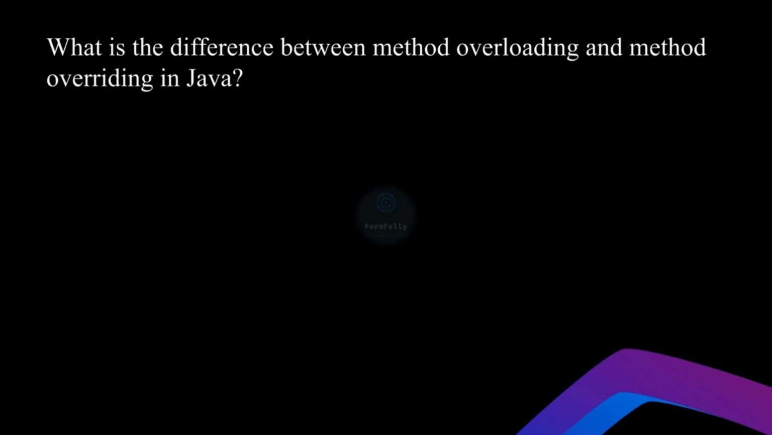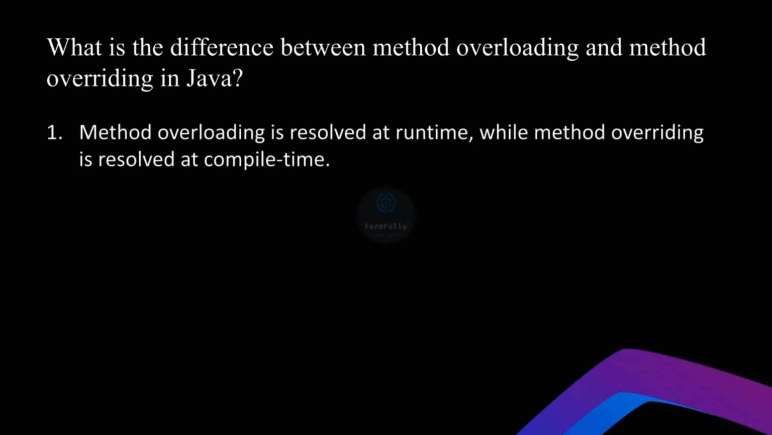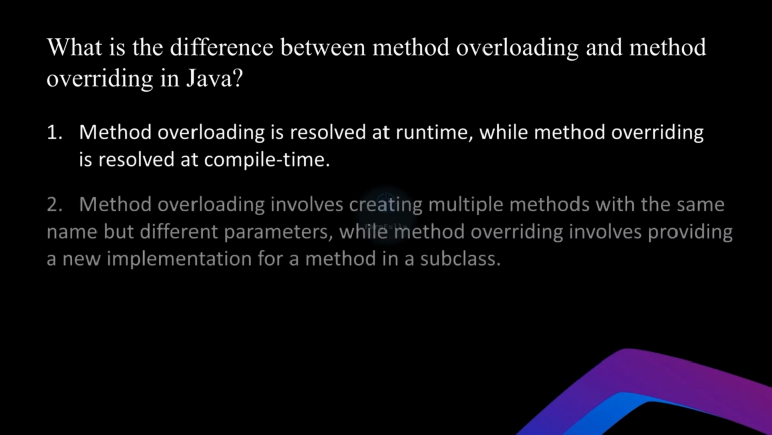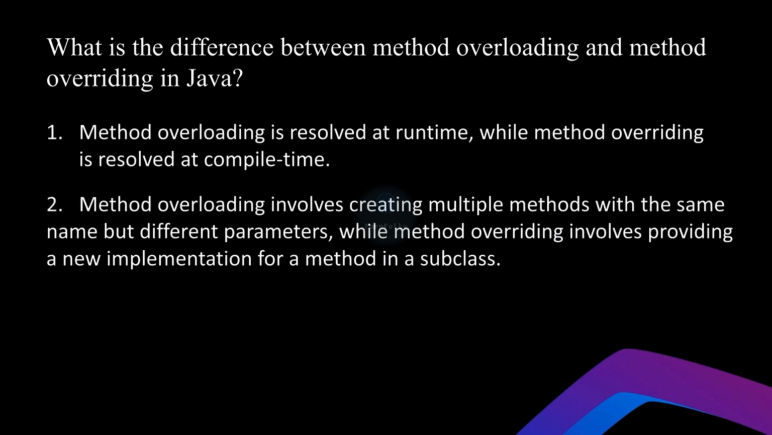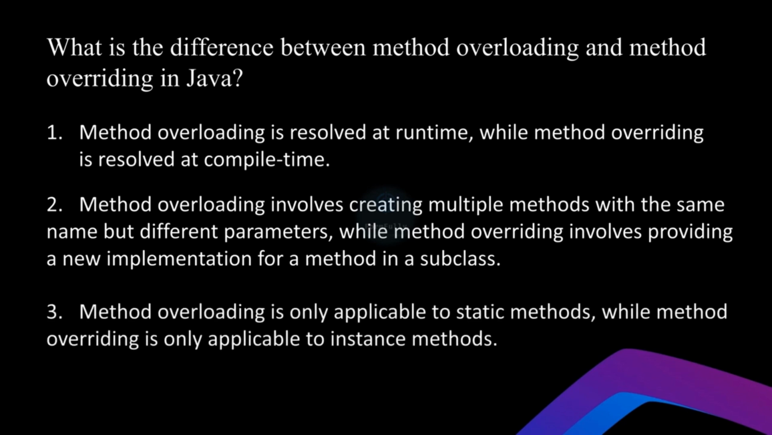Moving to the next question. What is the difference between method overloading and method overriding in Java? Options: Method overloading is resolved at runtime, while method overriding is resolved at compile time. Method overloading involves creating multiple methods with the same name but different parameters, while method overriding involves providing a new implementation for a method in a subclass. Method overloading is only applicable to static methods, while method overriding is only applicable to instance methods.